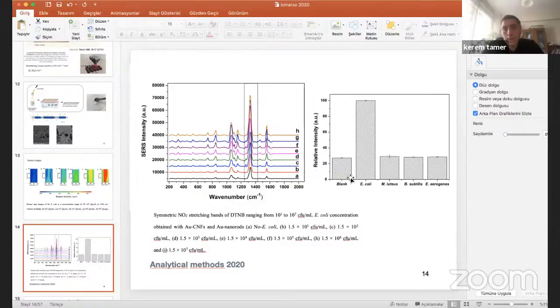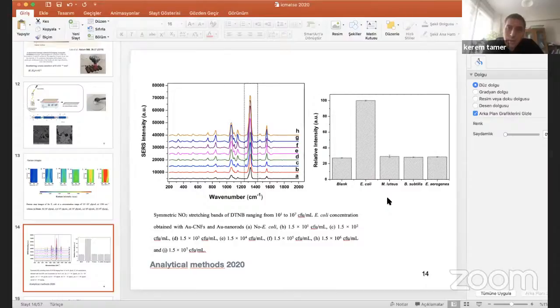We also made a selectivity experiment, as you see. This is the expected situation, actually, why we are using the E. coli specific antibody. Okay, and then this antibody only binds to the E. coli in a complex matrix. Okay, and as you see, we observe the highest signal intensity in the presence of E. coli.